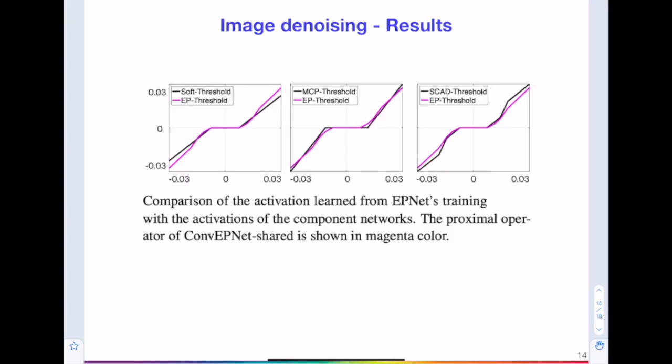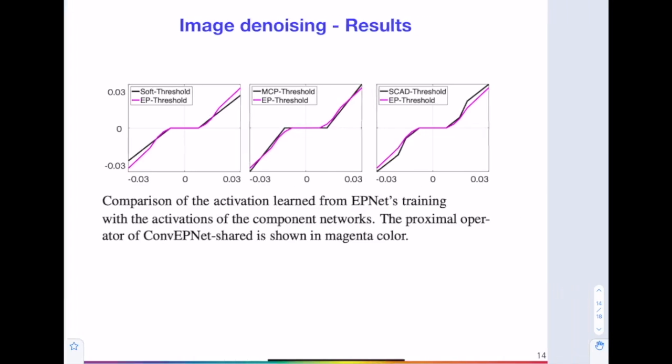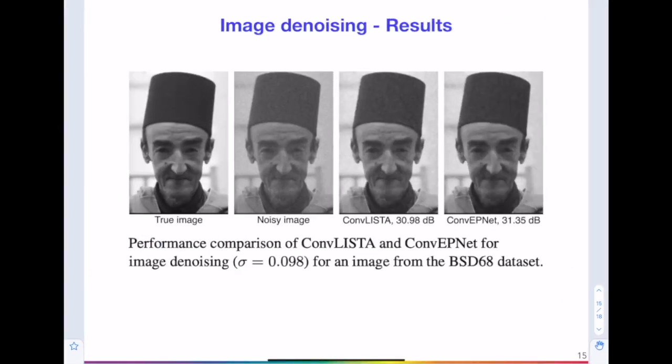Now we will analyze the learned ensemble proximal operator. This operator has been shown in magenta color. When we compare it against soft-threshold, we can see at higher amplitudes there is less bias with the ensemble proximal threshold operator, and it is having lower variance when we compare with the MCP threshold because of its smooth contours. Now let's look at the image denoising example where the convolutional LISTA output is closer to the noisy image, whereas the convolutional EPNet output is closer to the true image in both contrast and noise.